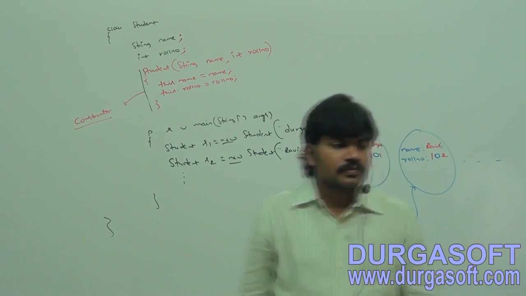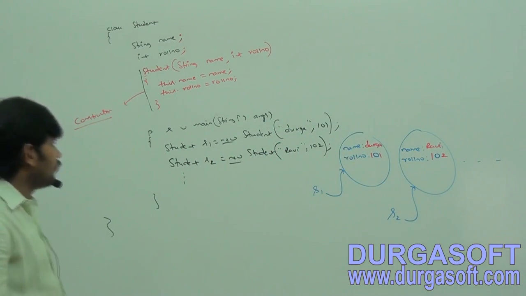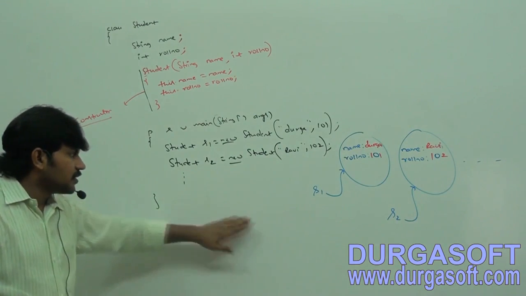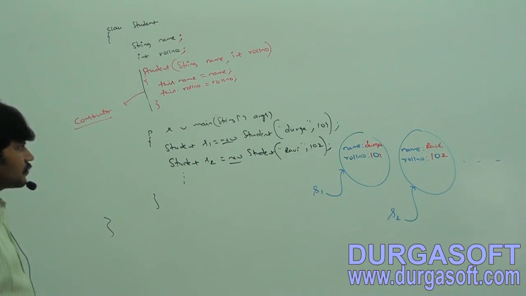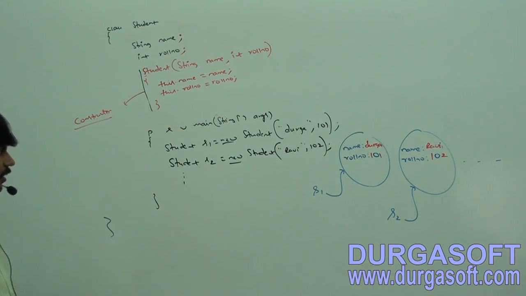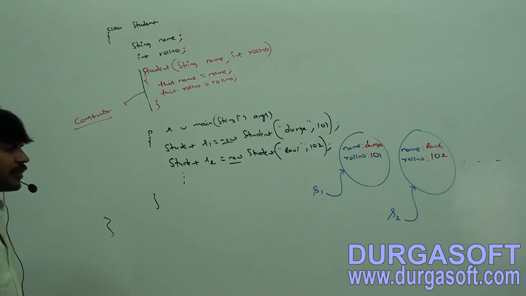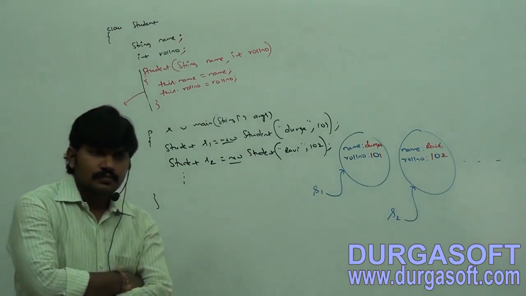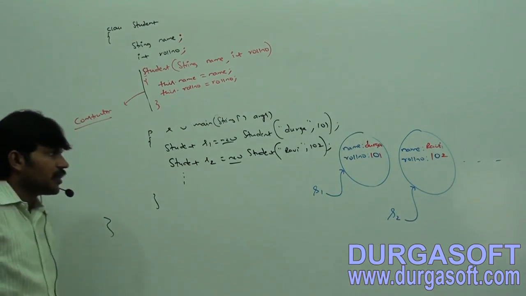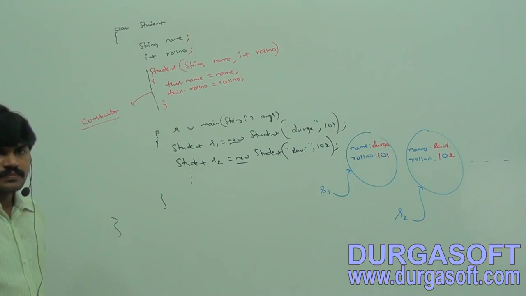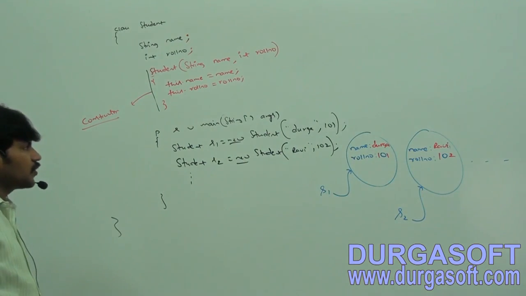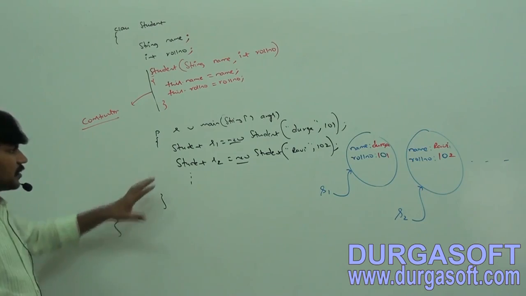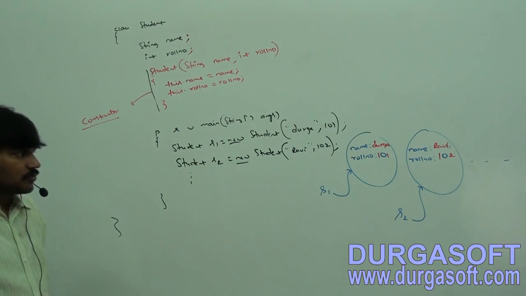Next one, public static void main, String array args. Student s1 = new Student("Durga", 101). Student s2 = new Student("Ravi", 102). Durga 101, Ravi 102, better to take the diagrams also.